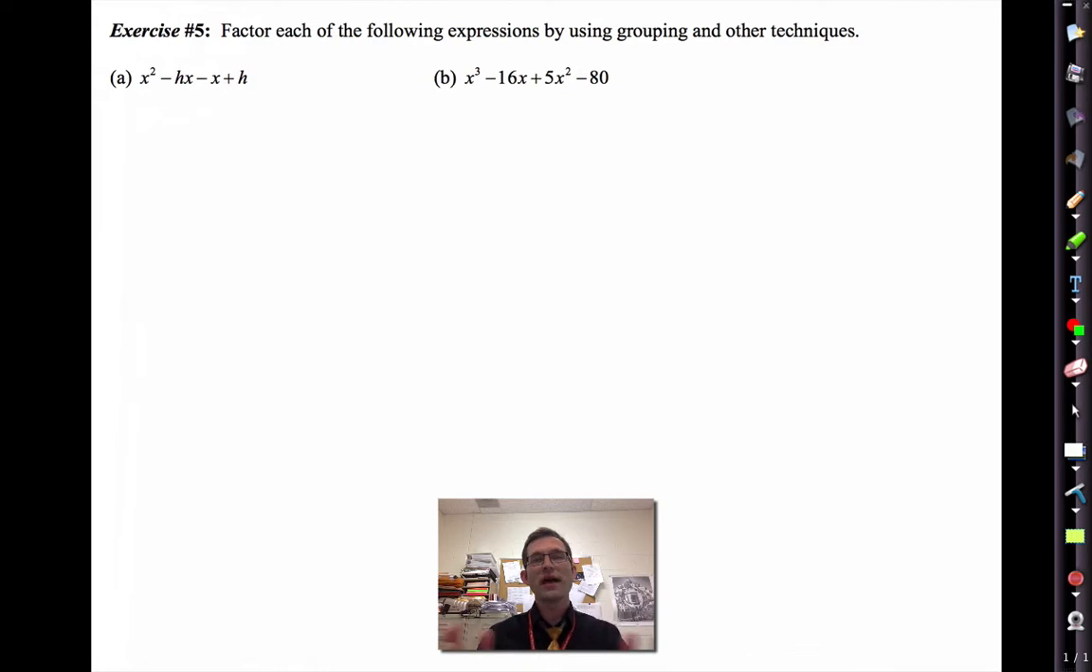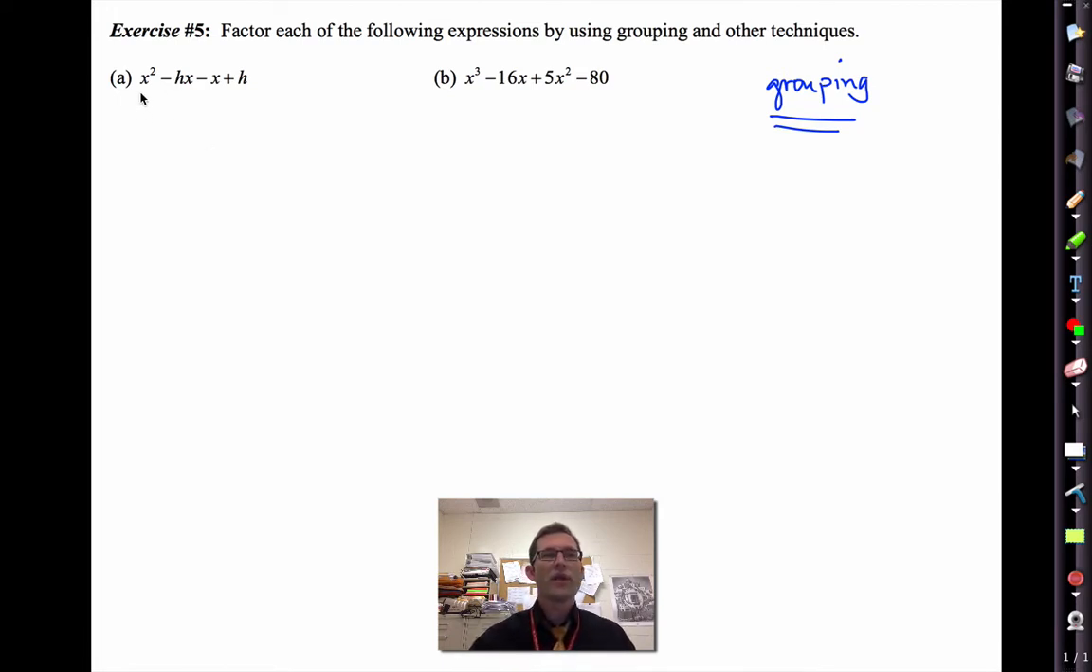All right, so our last type of factoring is what's called factoring by grouping. Factoring by grouping is probably the least useful of them, but it does come up on occasion here and there. It's very, very specific. So let's work through the first one together, and then you can work through letter B on your own.